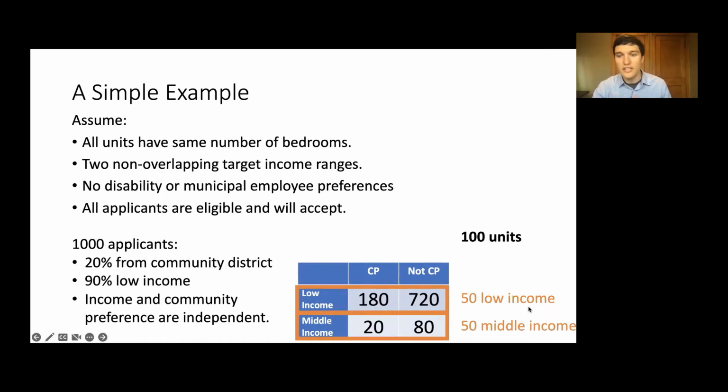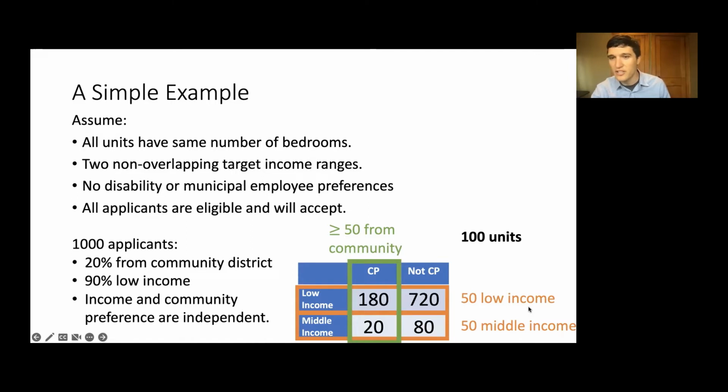And now we have 100 units, 100 apartments to assign them to. And we say half of them should go to low income people, half of them to middle income people. We've fixed that for whatever reason. And in addition, we want at least half of these apartments to go to people who already live in the community. So that's going to be an example. Now, the question is, what happens when we apply the previous algorithm to this example?